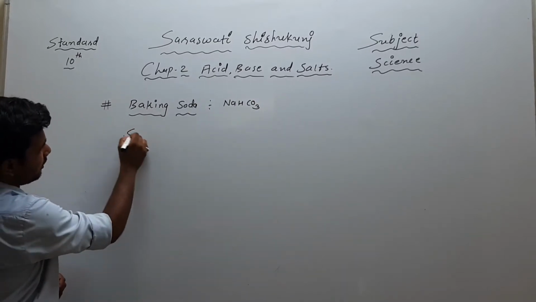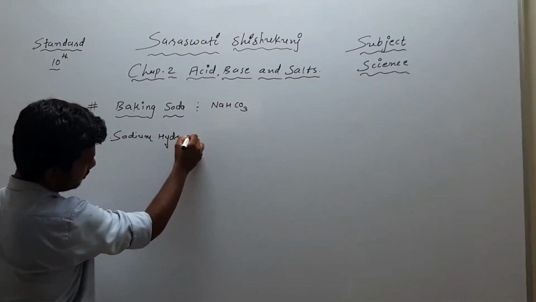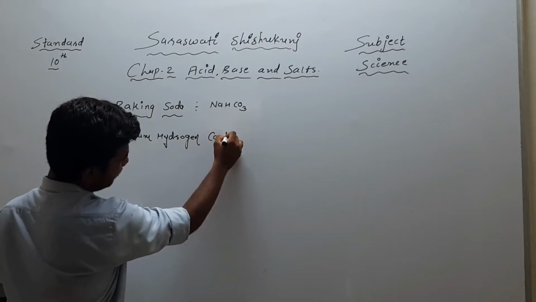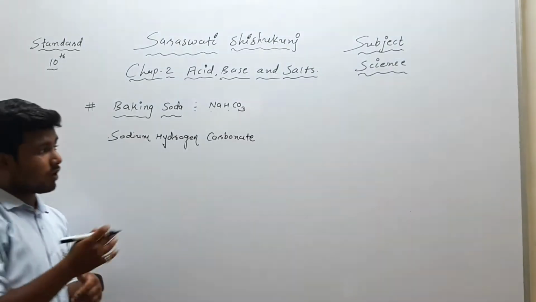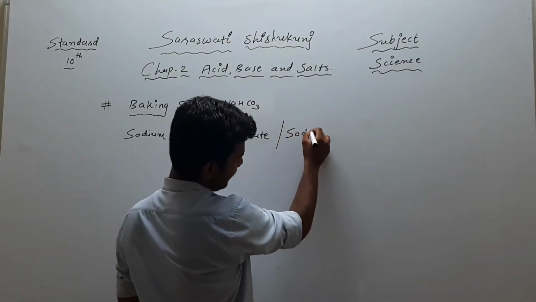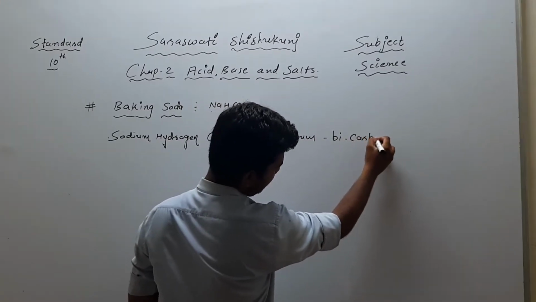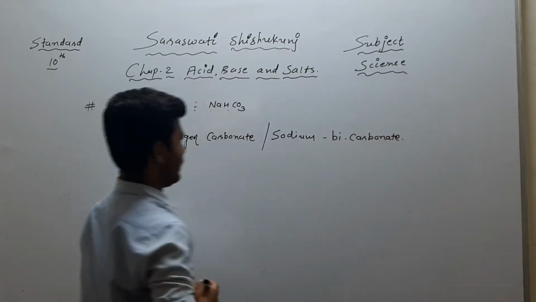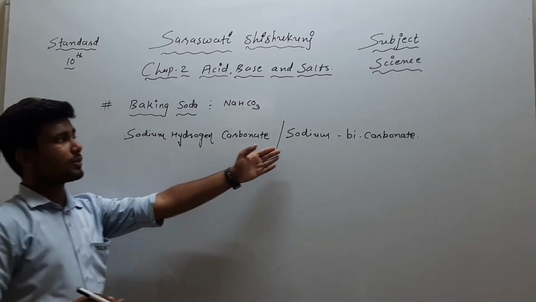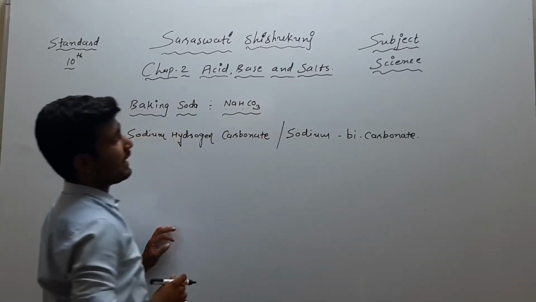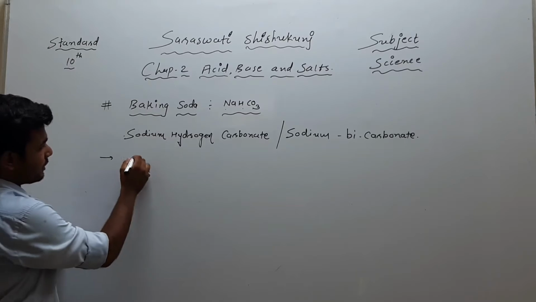It is also called sodium hydrogen carbonate, and it is also named sodium bicarbonate. So the chemical name of baking soda is sodium hydrogen carbonate or sodium bicarbonate, and its formula is NaHCO3. Now this baking soda, where is it used?